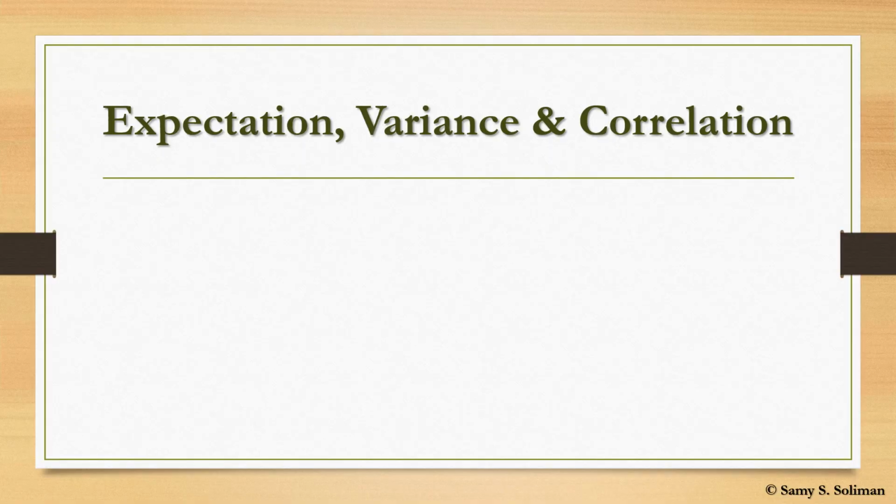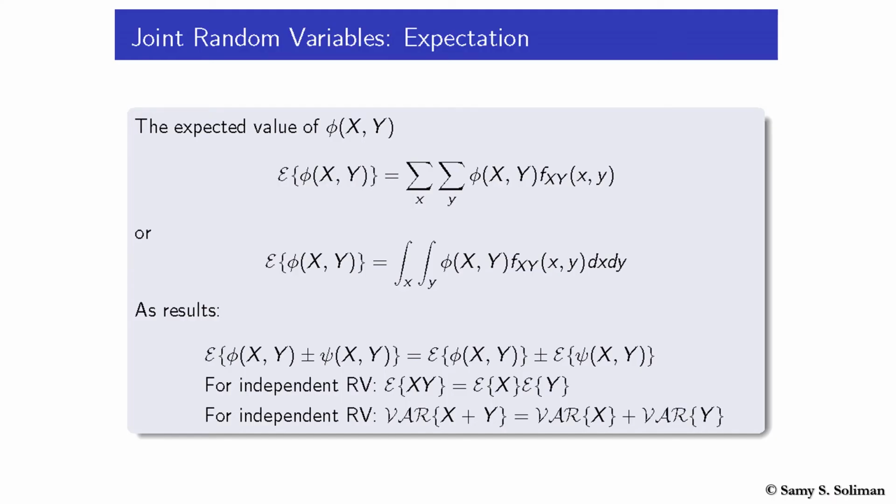Next, we will be focusing on the calculation of the expectation, variance, and correlation of two random variables that are jointly distributed. It is no surprise that the definition of the expectation and the variance and any general moments of jointly distributed random variables will follow the same approach that we discussed before.